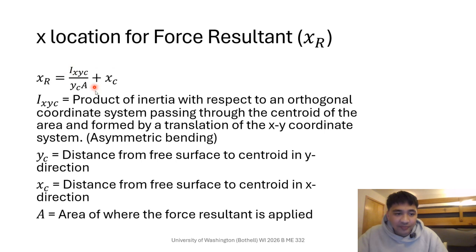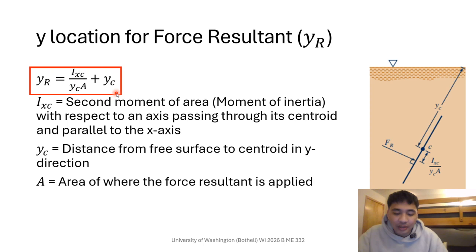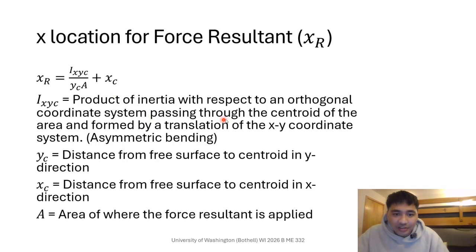But here the inertia here is the product of inertia, which is an asymmetric bending, which I noted here, compared to a symmetric bending here for the y location. And it's the product of inertia with respect to an orthogonal coordinate system passing through the centroid, which I showed earlier, right, of the area and formed by a translation of the xy coordinate system. So I didn't box this in red. Like I said, I don't know how often we're going to use this. We might just be good enough with using the y location based off the homework I saw when I reviewed it. But I wanted to provide this equation for you in case you needed it.